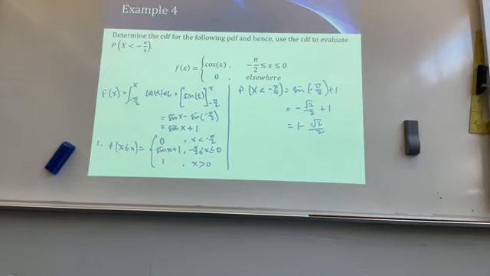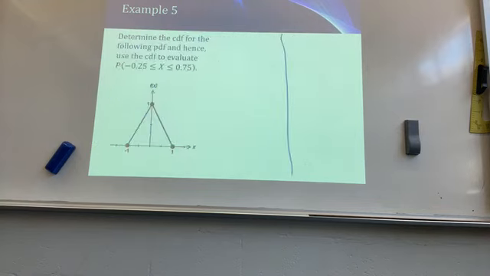Alright, last example. Oh, two more examples. Example 5. Now here, you can see that you've got to determine two linear equations, correct? And you should be able to realize that the gradient, one is 1, the other one is minus 1. So x plus 1 and minus x plus 1. Alright?